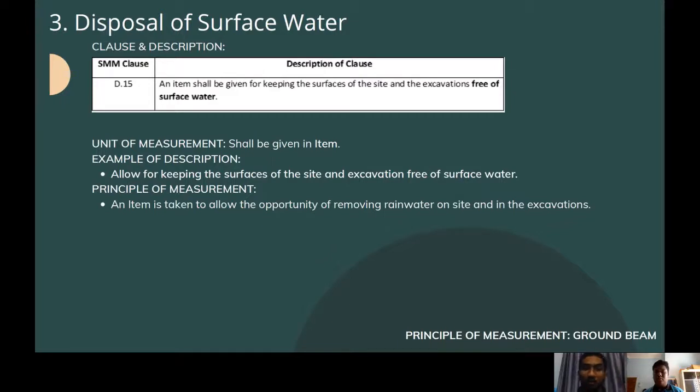Next. The next one is disposal of surface water. If there is excavation, then this item is compulsory. The clause is D.14, where what needs to be emphasized is free of surface water. The unit of measurement shall be given in item. Example of description: allow for keeping the surfaces of the site and excavation free of surface water. Principle of measurement: an item is taken to allow for removing rainwater on site and in the excavation. Next.